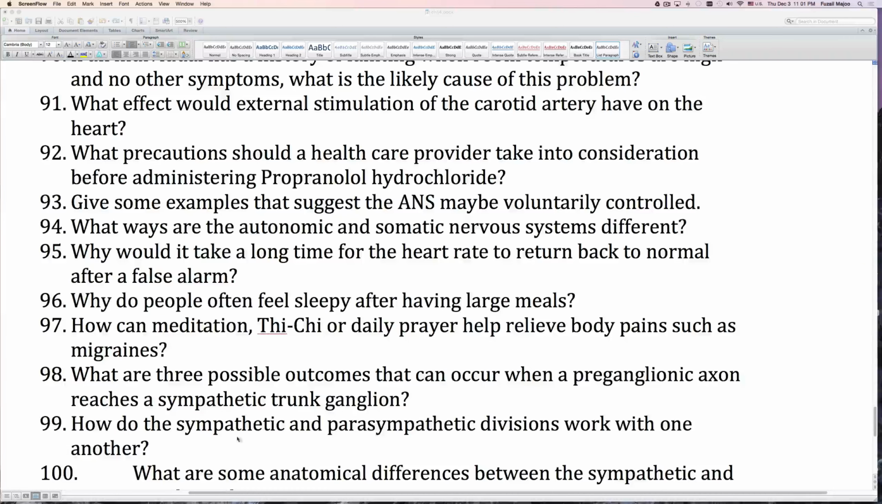Number 99. How do the sympathetic and parasympathetic divisions work with one another?